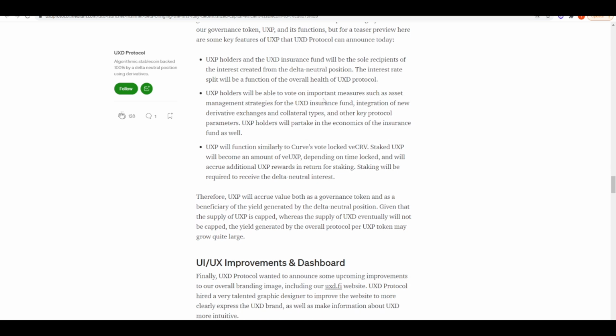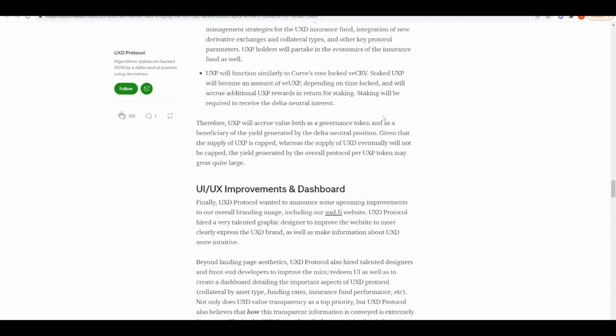UXP holders will be able to vote on important measures such as asset management strategies for the insurance fund, integration of new derivatives exchanges and collateral types. You'll probably be able to vote on whether or not they want to integrate Drift or integrate 01 exchange. And UXP will function similarly to Curve's vote-locked veCRV. Staked UXP will become an amount of veUXP depending on time locked, and will accrue additional UXP rewards in return for staking. Staking will be required to receive the delta neutral interest. So that's quite interesting.